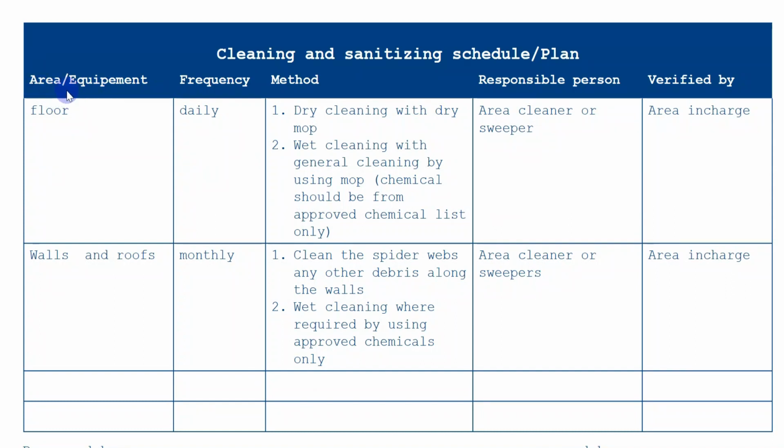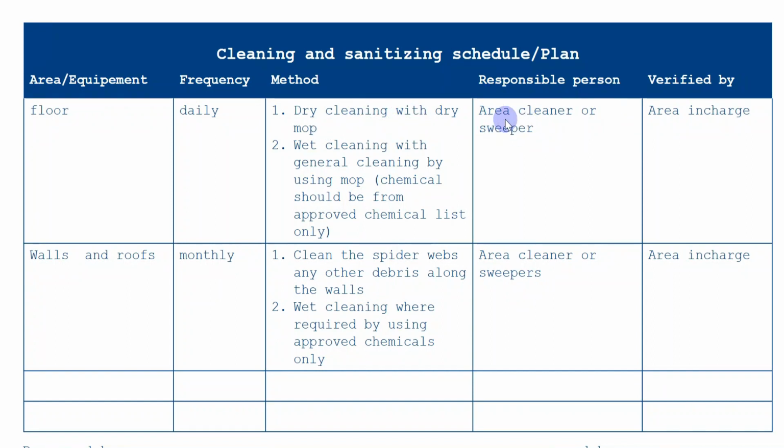First is add all equipment and areas in the plan, so I added the first column as area or equipment. Second is define the frequency of cleaning and sanitation, like how many times you are going to clean or sanitize that area or equipment. Next, add a column to describe the method: which chemical you are going to use, how much concentration or dosage you need, and how you are going to clean, like dry cleaning or wet cleaning. All these things should be included in the method.